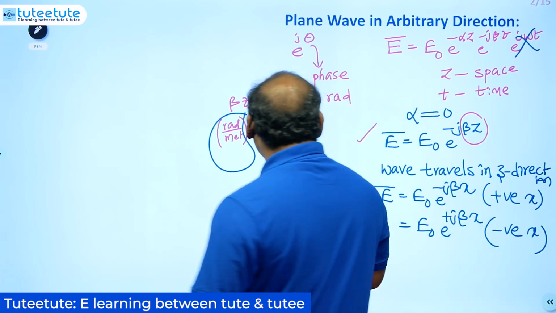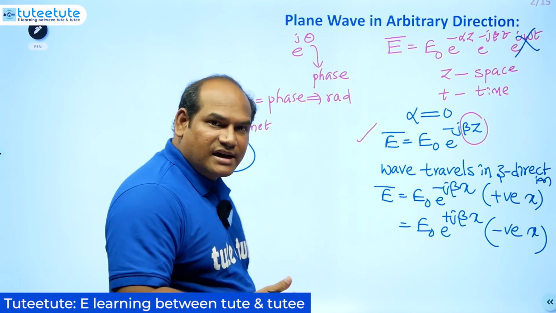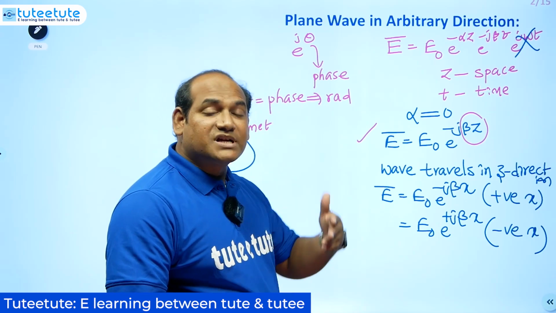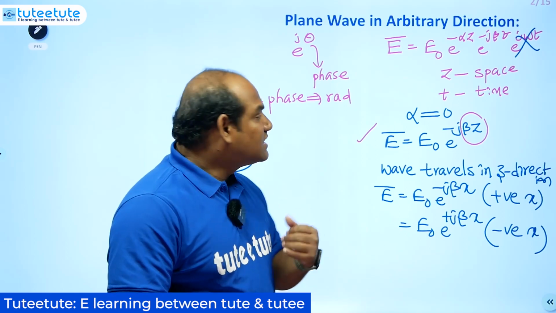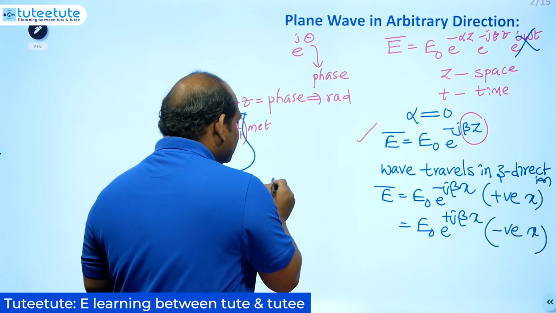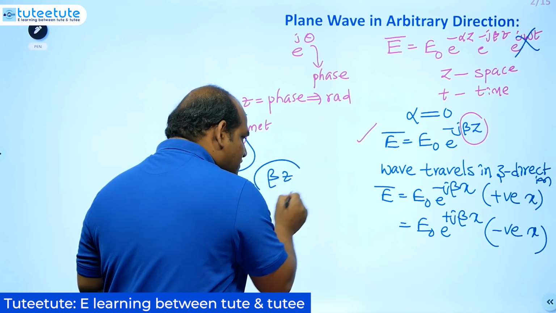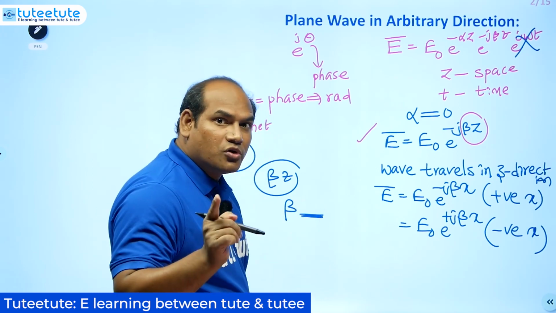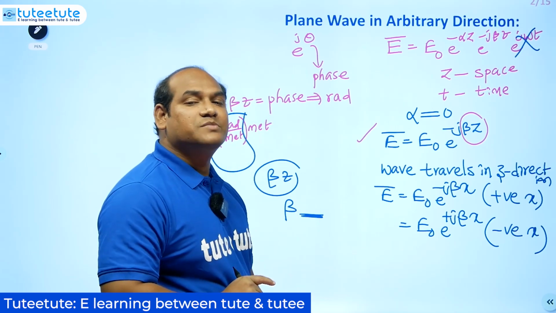If the wave is traveling a certain amount of distance, then the phase is created. How much phase is created because of a certain distance of travel? That is given by the beta value. So if you know this beta z, that means beta is the phase constant, and besides this you should know how much distance the wave has traveled.